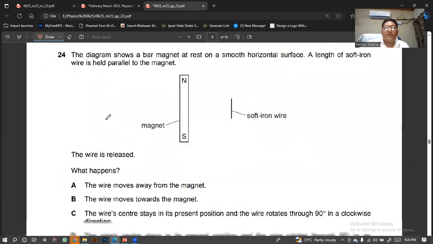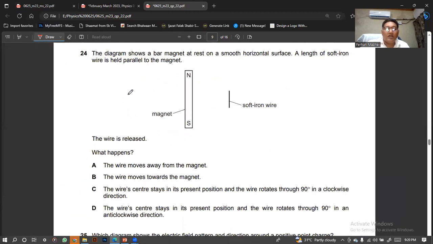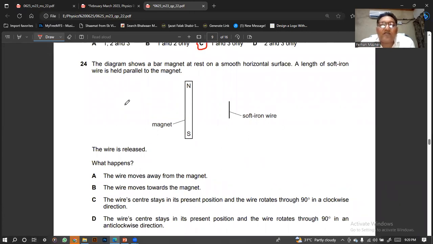Question number 24. The diagram shows a bar magnet at rest on a smooth horizontal surface. A length of soft iron wire is held parallel to the magnet. The wire is released. What happens? Due to the magnetic induction, what will happen? Here we have north, here the south will be created, here the north will be created. So in this piece of soft iron wire, the end which is near to the north will become south, and the end which is near to the south will become north. This is called magnetic induction. And due to this, this soft iron wire will be attracted to the bar magnet. So the wire will start moving towards the magnet.